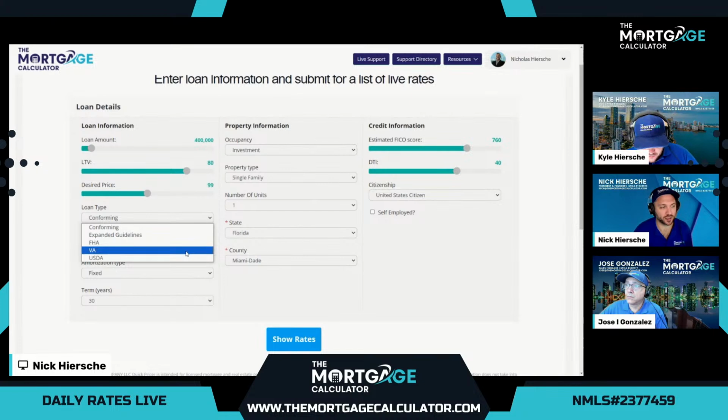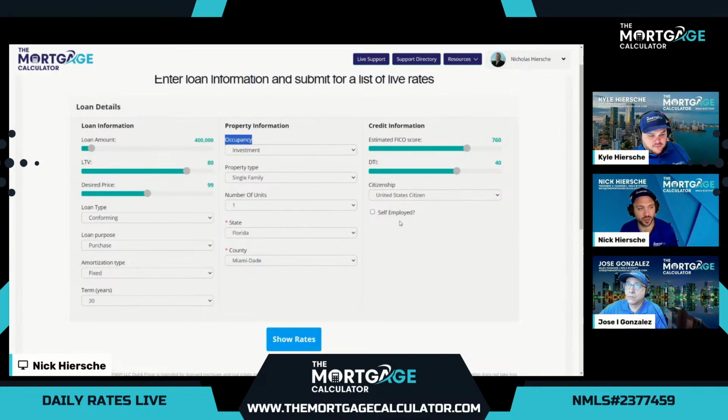Remember, government programs, FHA, VA, USDA, do not work for investments. So we'll start with conforming conventional. Everything's the same as our other demo. All we've edited here is the occupancy.